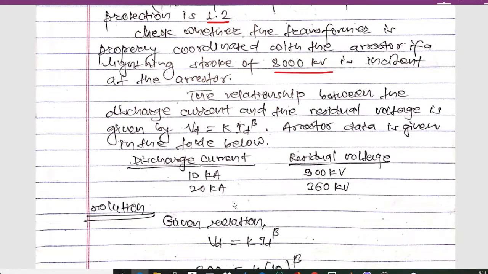And here the relationship between the discharge current and the residual voltage is given by Vd equals K into Id to the power beta, and the arrestor data is given in the table. The discharge current and its respective residual voltage are given. So for 10 kilo ampere the residual voltage is 300 kilovolt. Similarly for 20 kilo ampere the residual voltage is 360 kilovolt.